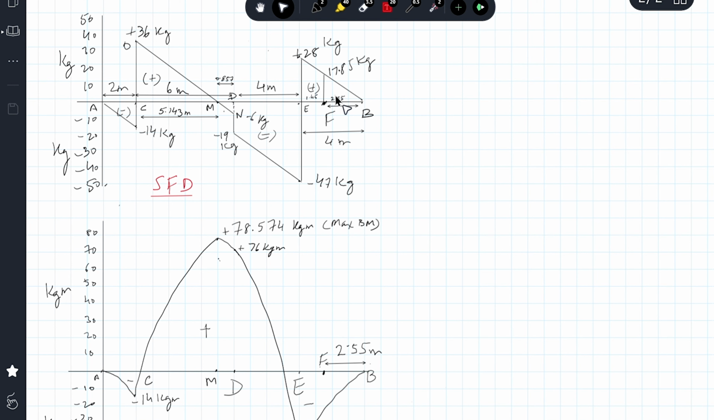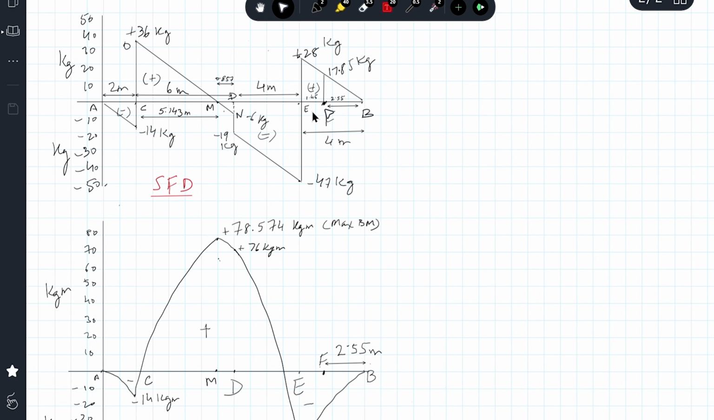This is the point F, 2.55 meter from end B. So the bending moment at this point will be the sum of the area under the curve to the left of this point, complete total. We have the value up to E, so we just have to add this trapezium. This is 28 and this is 17.85 kg, the SF at F that we have calculated there.